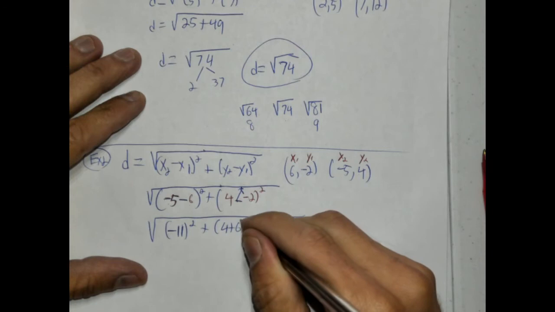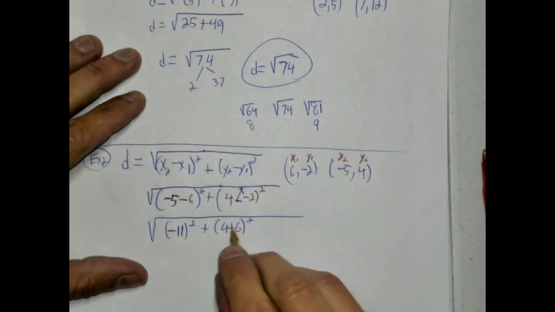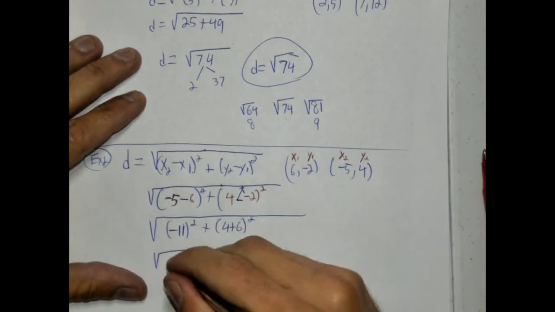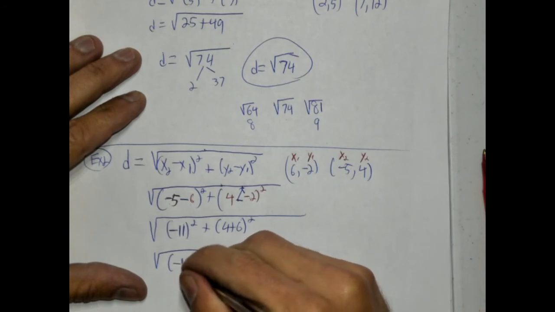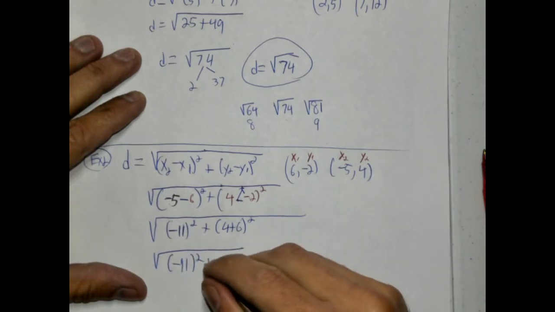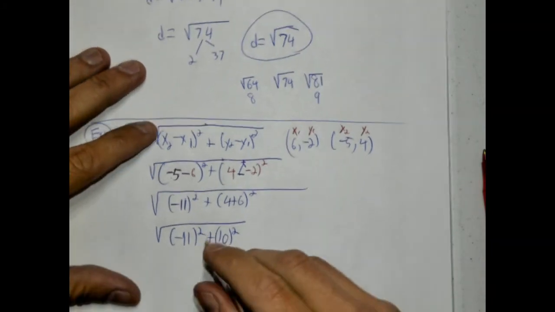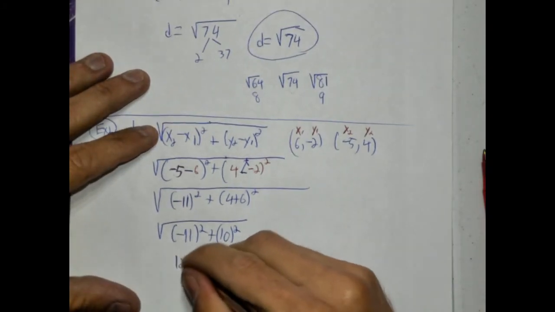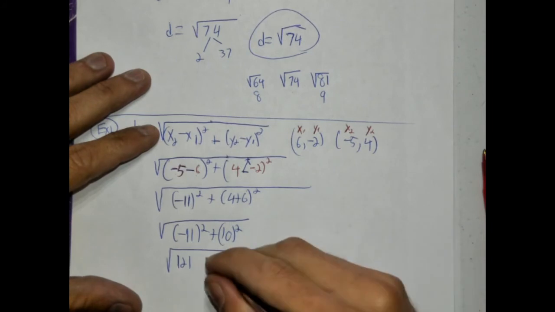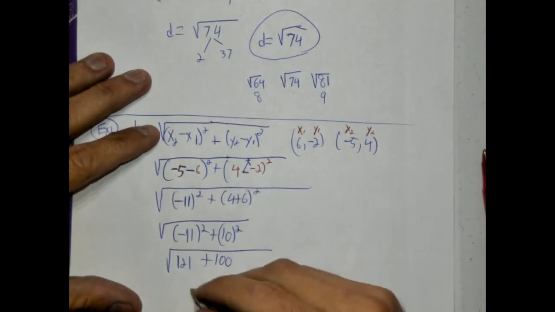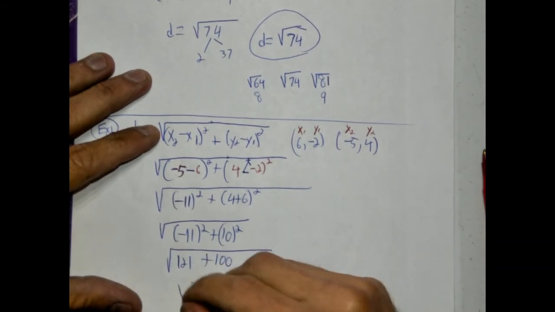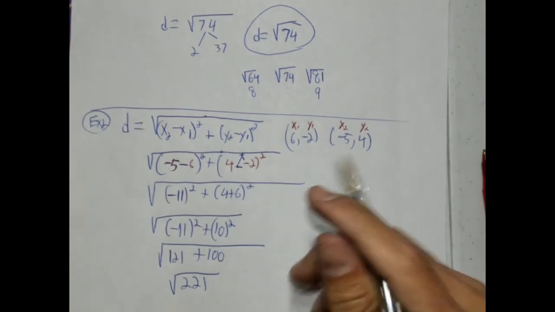But I guess I'll write up the whole step just so we don't lose anything. So that's actually 4 plus 6, and then -11 squared, I'm going to do it at the same time, plus 10 squared. Okay, -11 squared is going to be 121, and 10 squared is 100. So 221, radical 221. So is that number divisible by anything?